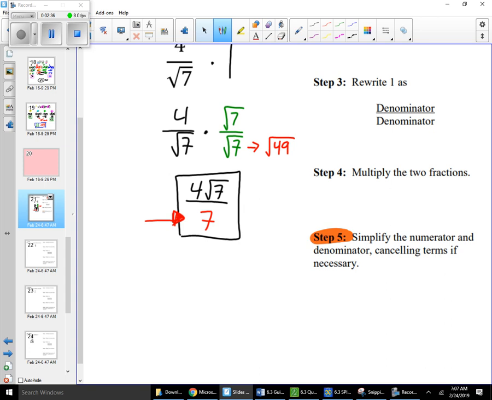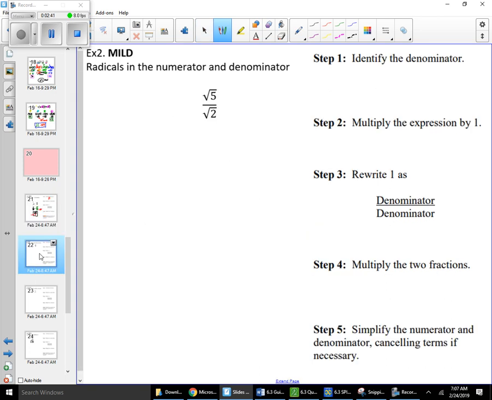Let's take a look at another example. Here we have the square root of 5 over the square root of 2. Now we have 2 radicals, but it's the root 2 that's the problem. Square root of 5 is okay in the numerator where it's at, but the square root of 2 is not allowed to be in our denominator. So when we identify that denominator, our first step, keep in mind what we're talking about there is just the bottom part of the fraction. Root 2 is our problem.